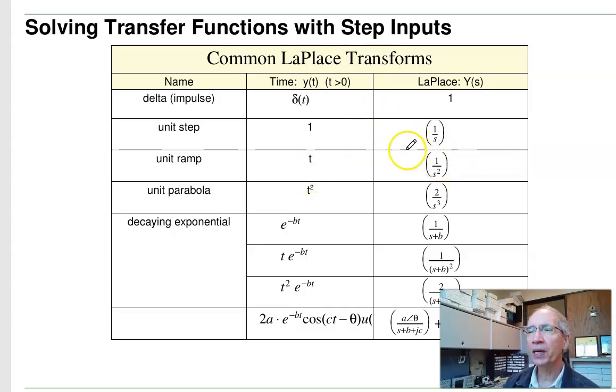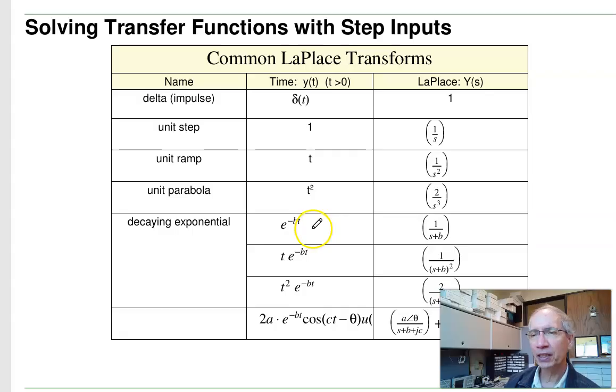In the Z-plane, we had a table of Z transforms. There's also a table that we use with Laplace transforms. So here's the table of Laplace transforms. Delta function is just 1. A step is 1 over s. A ramp, t, is 1 over s squared. t squared is 2 over s cubed.